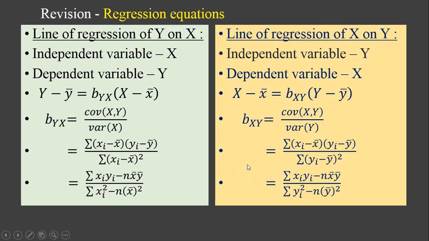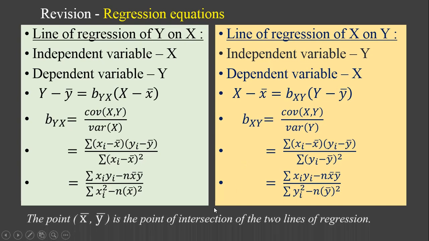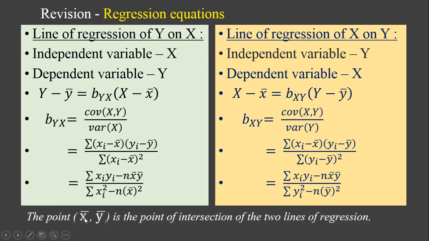According to the example, whether we have to find a line of regression of y on x or x on y, we use the appropriate formula and we can write the equation. One more important thing: the point x bar, y bar is the point of intersection of the two lines of regression. For given data, we can find the line y on x and x on y, and their point of intersection is x bar, y bar.